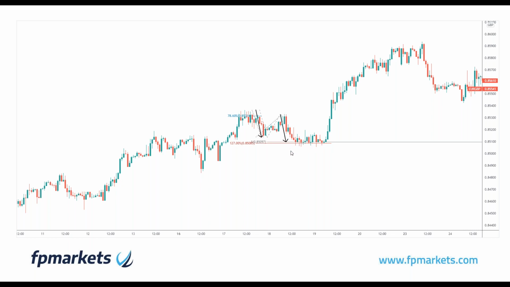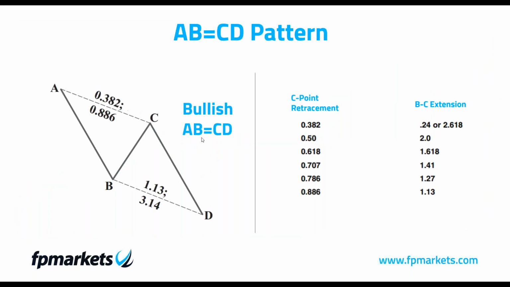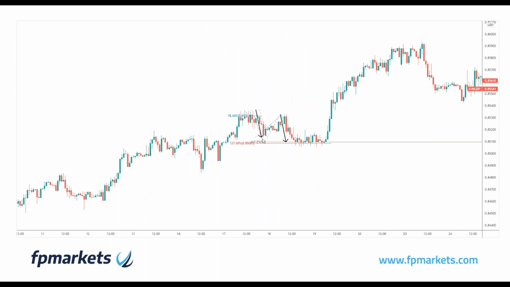But remember, with the AB equals CD bullish formations, we do have to take into account the BC extension. So knowing this, as you can see, I've drawn on there the A to B retracement, so the C point retracement comes in at 78.6, which is, let me just check, I can't see clearly, 85.31, I think. Nevertheless, it is a 78.6% retracement.